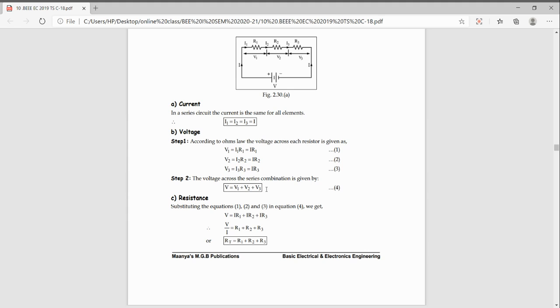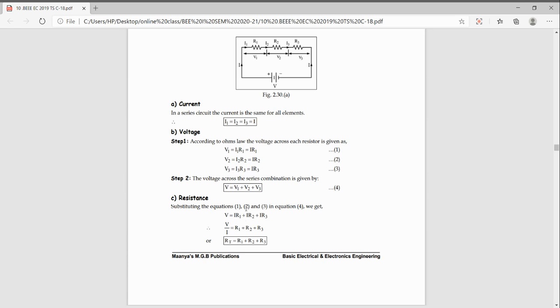So now in the series we know how to calculate current and voltage. Now we will calculate the total resistance. So this is a series connection. Substituting equations 1, 2, 3 in equation 4. What is equation 4? Equation 4 is V is equal to V1 plus V2 plus V3.